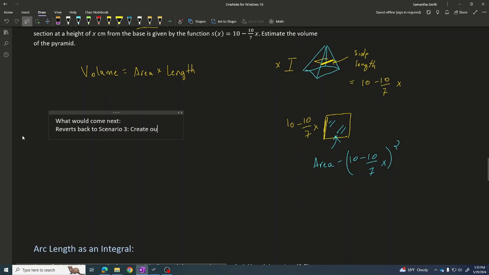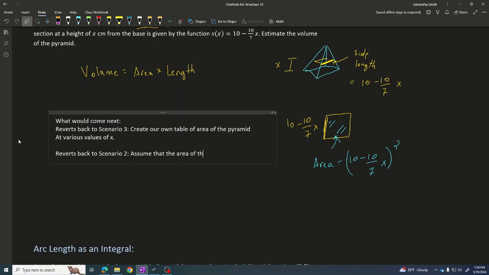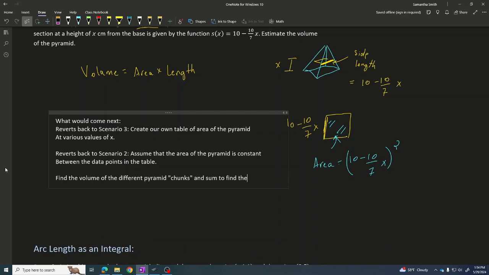We would have to create our own table of the area of the pyramid at various values of x. Once you have created your own table, it reverts back to a scenario 3 problem. Assume that the area of the pyramid is constant between the data points in the table. Then go ahead and find the volume of the different pyramid chunks and sum. Here we have the keyword sum to find the total volume.